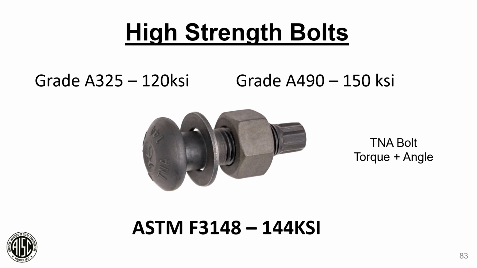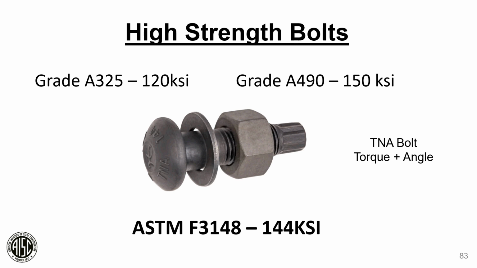Grade A325 bolts are made from 120 KSI material. Grade A490 bolts are made from 150 KSI material. While ASTM F3148 is made from 144 KSI material, which falls right in between those two grades. So it has an added strength over grade A325, and it has an added benefit that it can be galvanized. Grade A490 bolts cannot be galvanized.